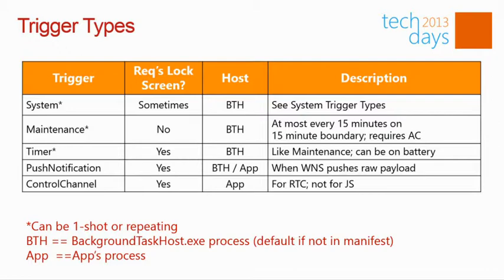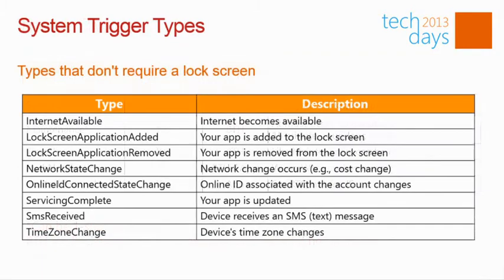So what I want to do for the next few minutes is focus on non-lock screen apps, the generic things we can do with triggers in any Windows Store app. That means for the moment we're going to be relegated to system triggers and maintenance triggers. Now, of the system triggers, these are the types that you can use in any Windows Store app, even apps that haven't been integrated with the user's lock screen.